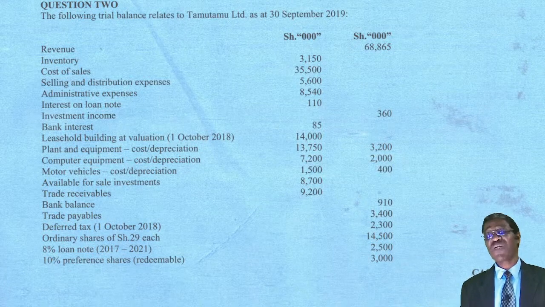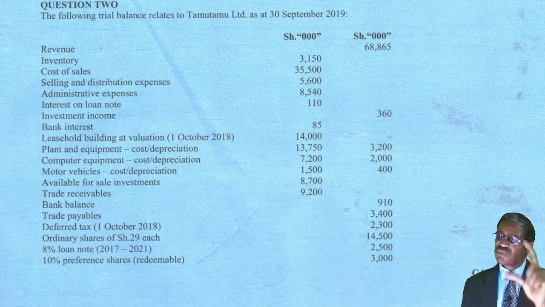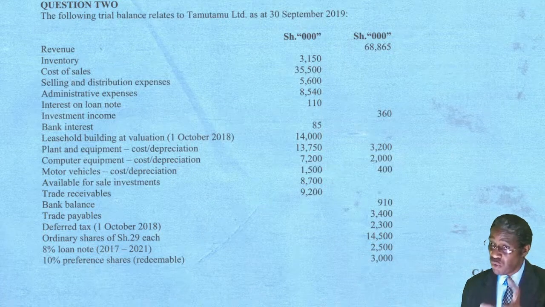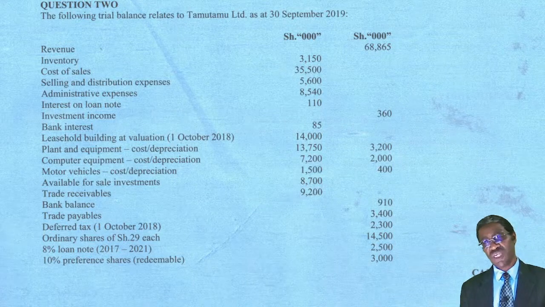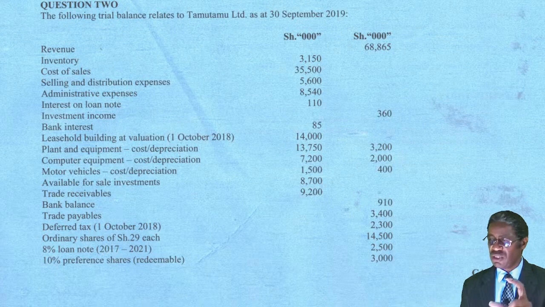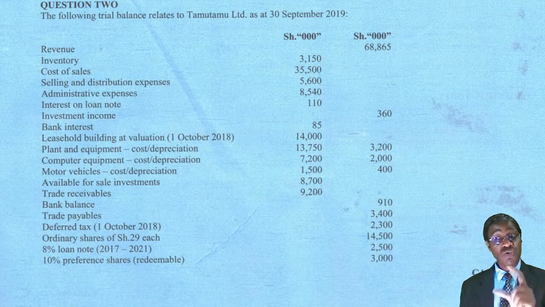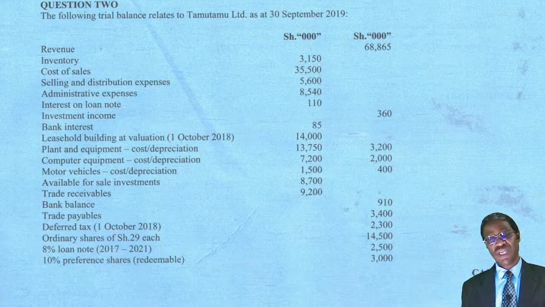Then you have a 10%. Now look at that one. 10% preference shares. The examiner specifically says in brackets what? Redeemable. Are you getting there? Redeemable. So this one now it is specific. You now know it's not a component of equity. It's a liability. Are you there? Good. So it means the dividends for it, we shall consider not as an appropriation, but as a finance cost. Let me roll the question.